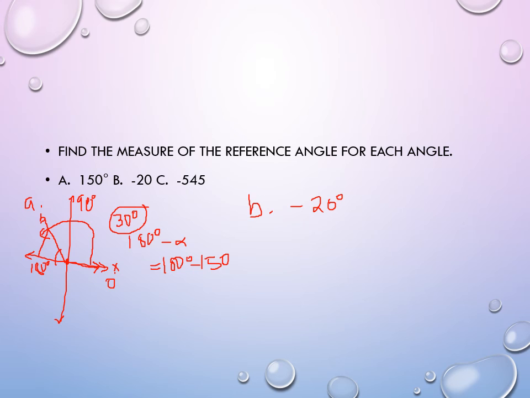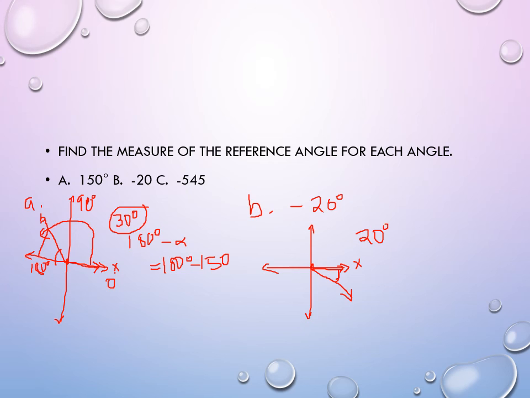So this is what we're going to do. We have negative 20. This is our origin. Okay, and it says here that it is clockwise. So this would be our 20 degrees. Now it has to be the one that is closer to the x-axis. So here what is closer would be again 20 degrees, right? So our angle here would be 20 degrees.